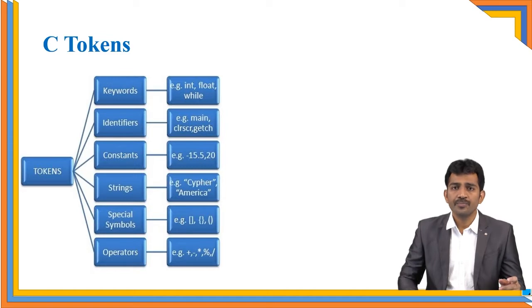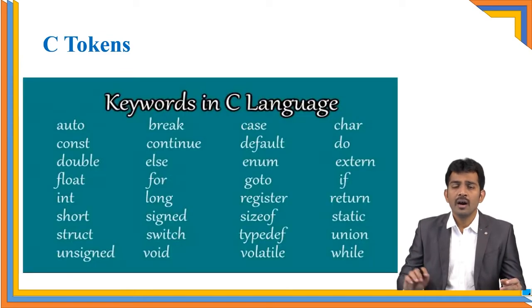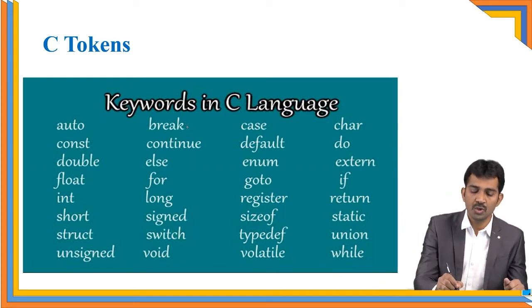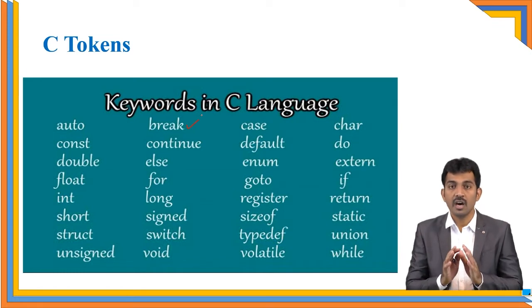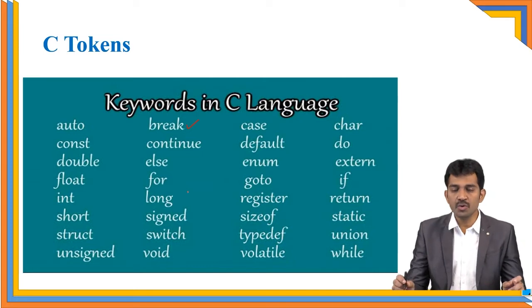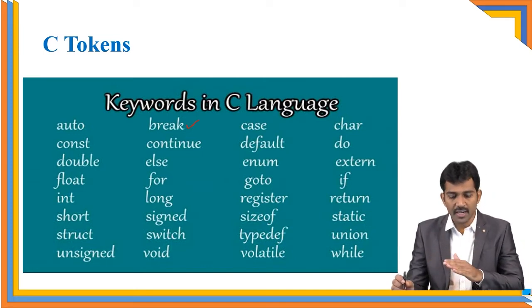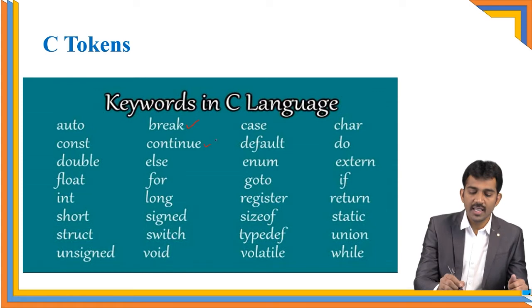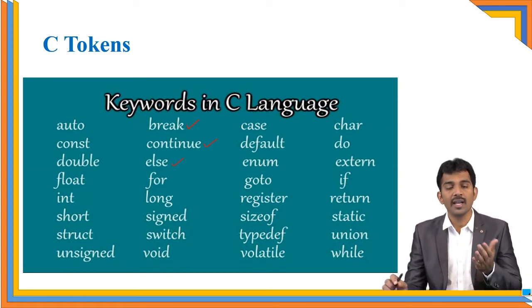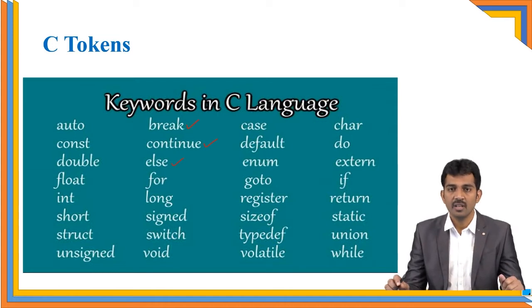For example, these are the keywords in the C language. 32 keywords are available in C language, and every keyword serves its own purpose. For example, break is a keyword used to stop the process or loop iteration. Continue is used to skip a particular iteration. And else: in the if-else statements, if the condition is false, it moves to the else part. We will discuss everything later.